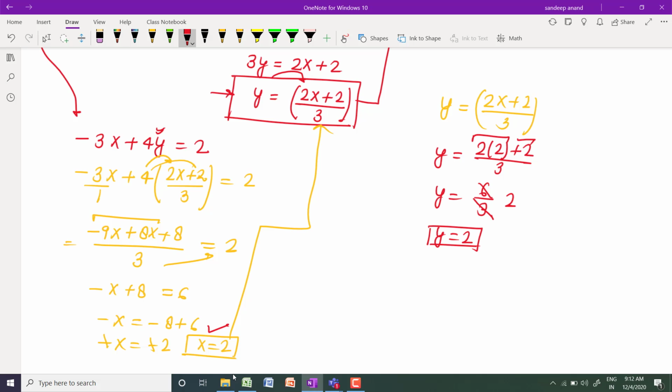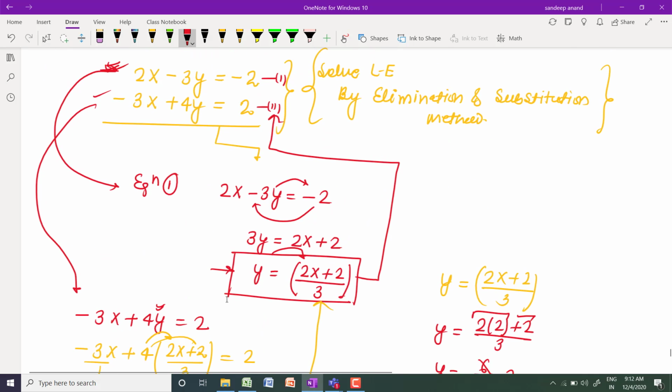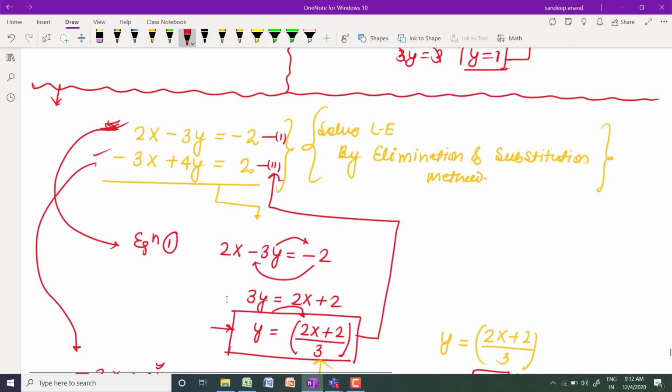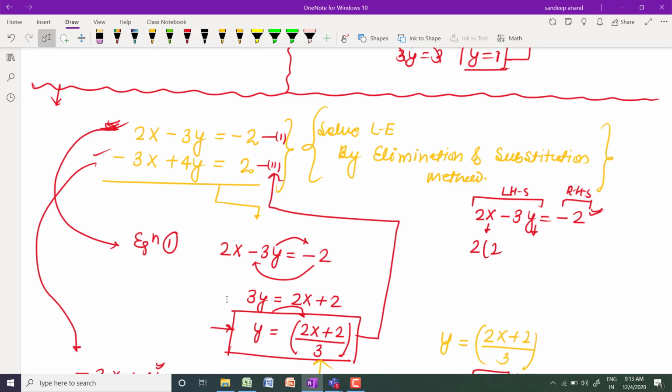Now after getting this result, check the solution, whether you got the correct result or not. For that, you need to put this x value and y value in any of the equations. This is my left hand side value, and this one is my right hand side value. Now I am going to put x equal to 2, y equal to 2. If I get minus 2, it means my answer is correct. So x equal to 2, y equal to 2, which I got. This is 4 minus 6, and 4 minus 6 comes minus 2, which is equal to the right hand side value. It means your answer is correct.